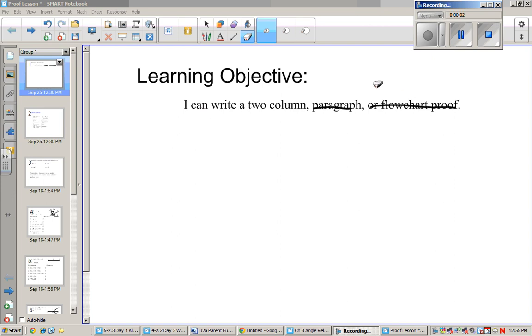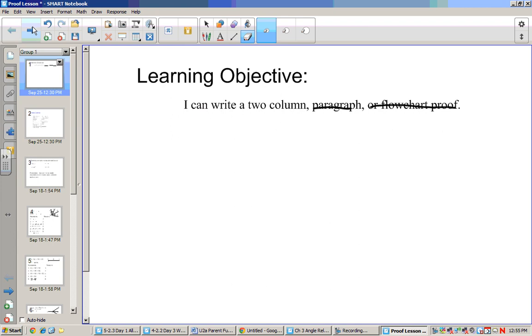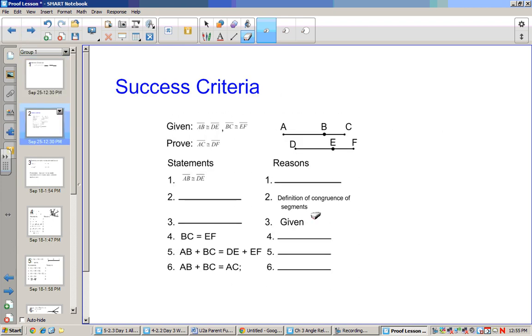Hello, today we are going to be writing a two-column proof. So by the end of the day, you will be able to say, I can write a two-column proof. And they look something like this, and by the end of the day, you'll feel more comfortable with them, hopefully.